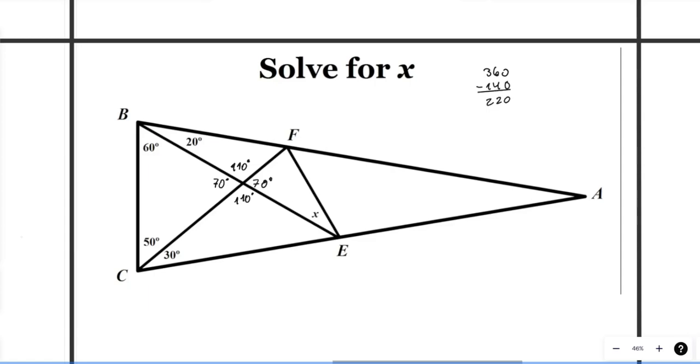What we got next? 110. This right here, 140 plus 40 should give us 180. This should be 130 plus 50 should get us to 180. This angle right here at the top, I'm going to get because this adds up to 80. This adds up to 80. In total, that's 160. Then this angle A should be 20 degrees.